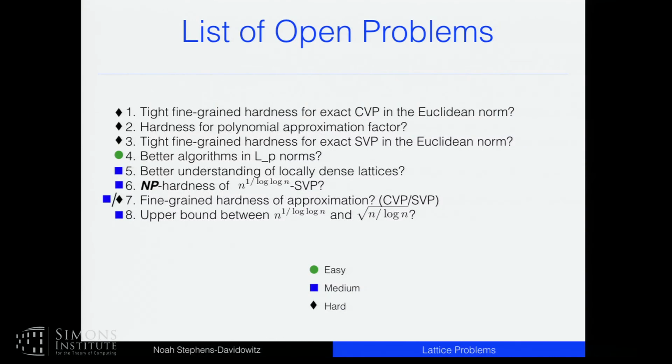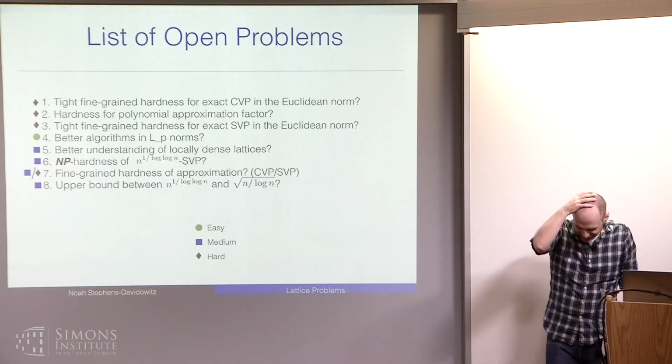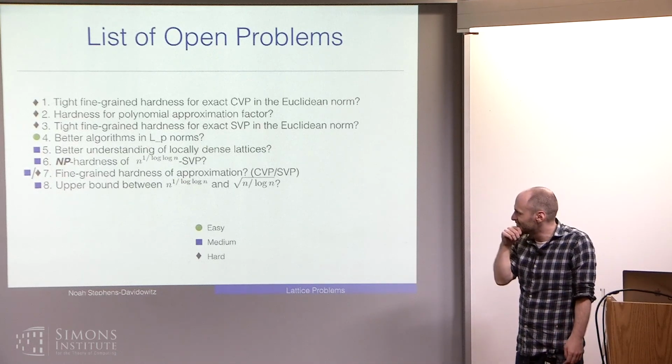Okay, so I'm almost done. Let me just list open problems for you, conveniently labeled with skiing notation. They actually ended up being sorted, it's not intentional. We have some hard problems, which are to prove better hardness results. In particular, to get tight fine-grained hardness for exact CVP in the Euclidean norm, tight fine-grained hardness for exact SVP in the Euclidean norm, and hardness for polynomial approximation factors. So all of these are open and seem quite difficult.